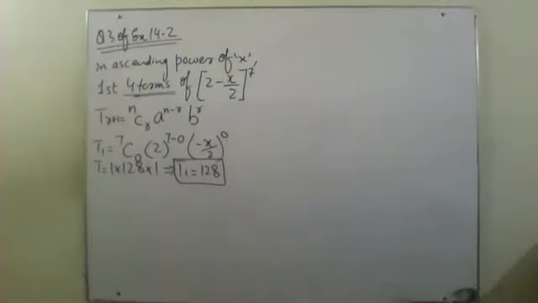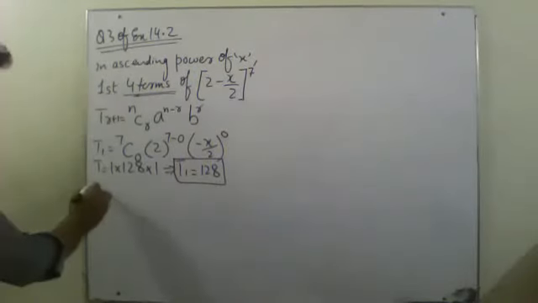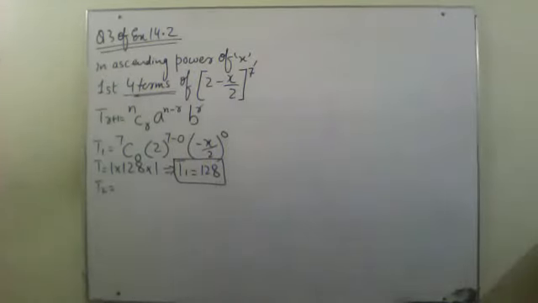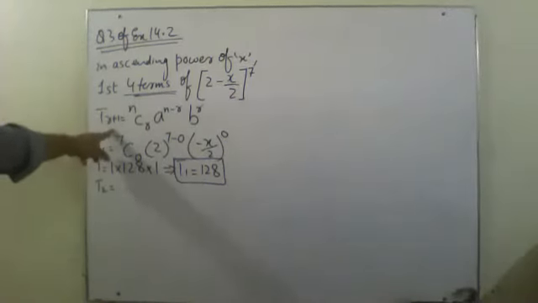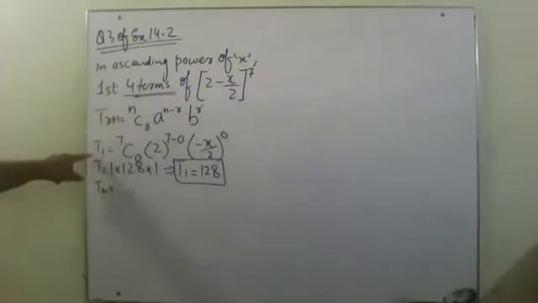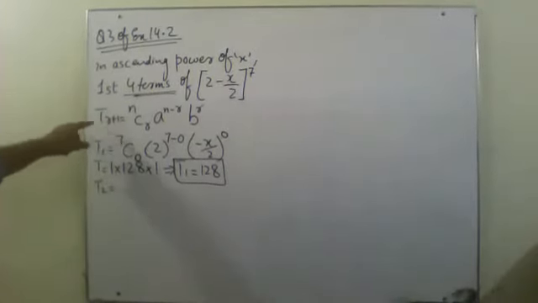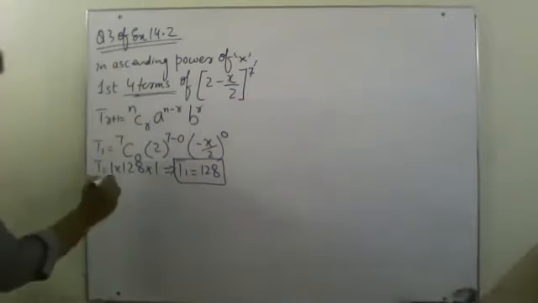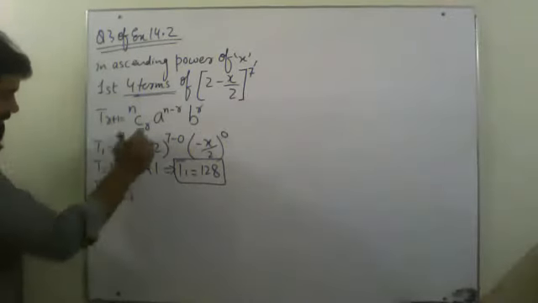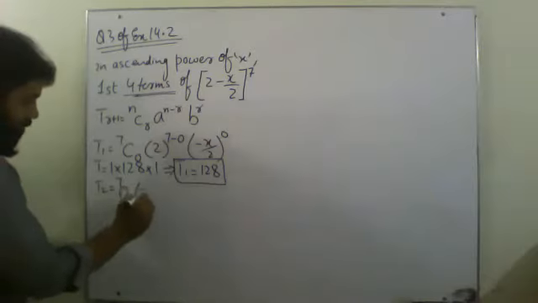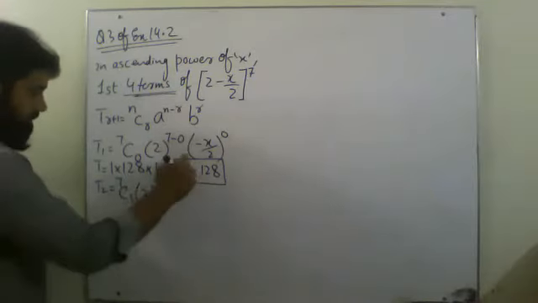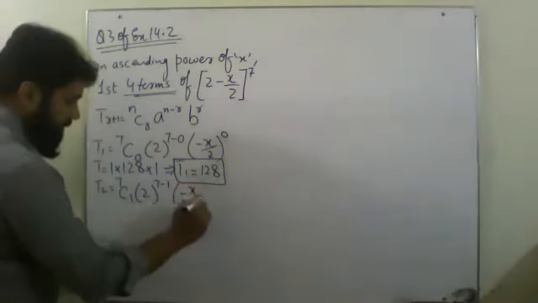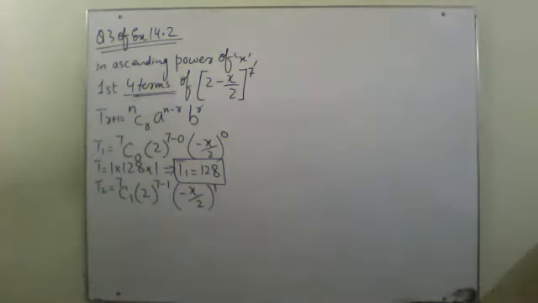Now I'm going to go for the T2 term, the second term. Again the same formula will be used, as I have used it for the first term, and I'm going to use it for the second, third and fourth terms. So T2 is 7C1, 2 to the power 7 minus 1, minus x over 2, power 1 will remain.